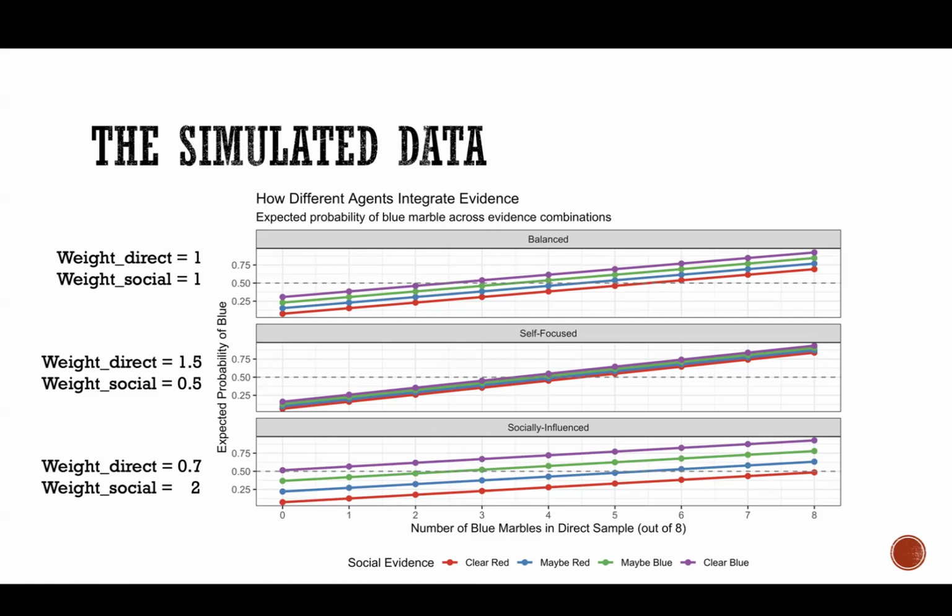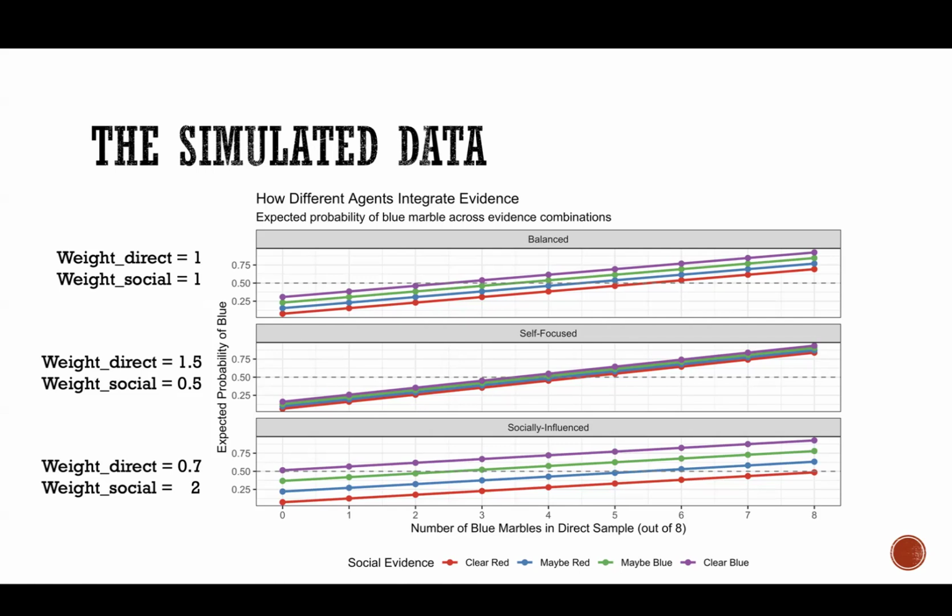We then have, I gave it a name. Now I have to remember what it was. Oh, the self-focused agent that is really giving 1.5 weight to their own experience and 0.5 weight to the other experience. Right? And what we see is the same pattern as in the previous plot, but everything is squeezed. The social information is not really differentiating that much.